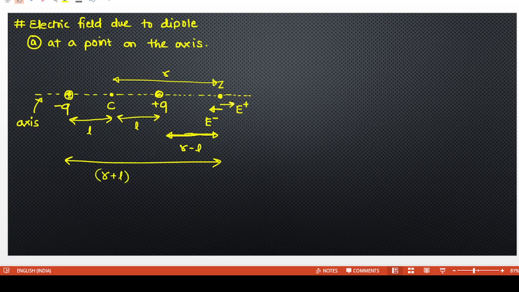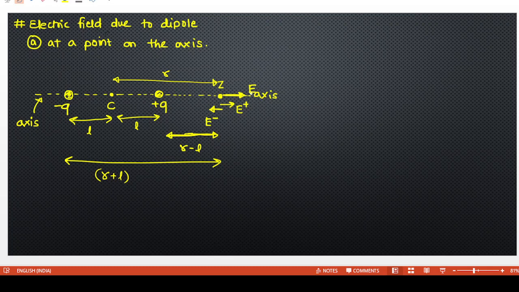Now, this E plus and E minus, who will win? E plus will win. So the net electric field will be in the direction of E plus. This is called the net electric field at a point on the axis, E axis. To find it, we have to subtract these two magnitudes. If vectors are in the same direction, add the magnitudes. If vectors are opposite in direction, subtract their magnitudes. If vectors are perpendicular, use Pythagoras theorem to find the resultant magnitude. And if vectors are at any general angle, then you can use the parallelogram law.